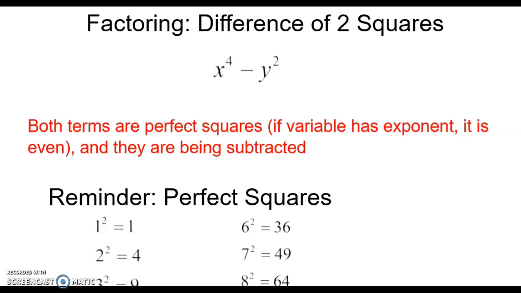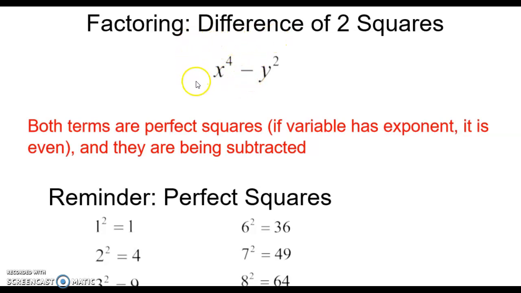This video is on a special type of factoring called the difference of two squares. You can use this method if the first term and the second term are both perfect squares, and we'll go over what that means again. And there's a subtraction sign in the middle, because that subtraction sign means difference.